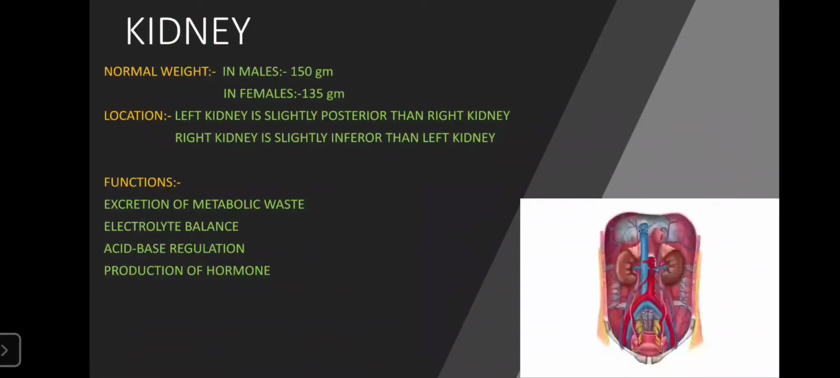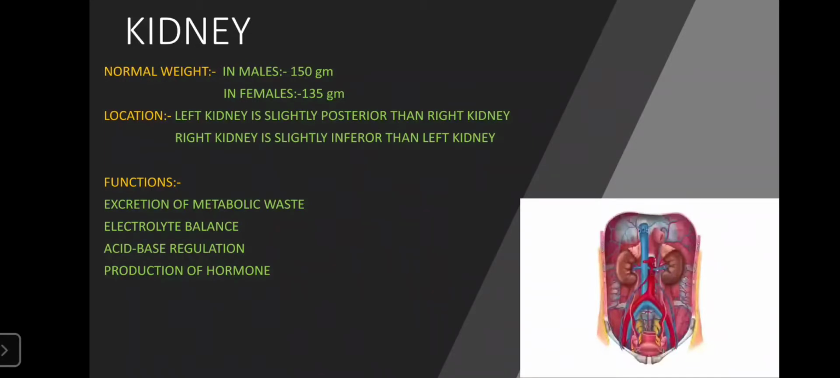Now we will see the abnormal conditions of the kidney. So before that we will see the normal anatomy and the physiology of the kidney. The normal weight of kidney in male is 150 gram, while in female it is 135 gram.